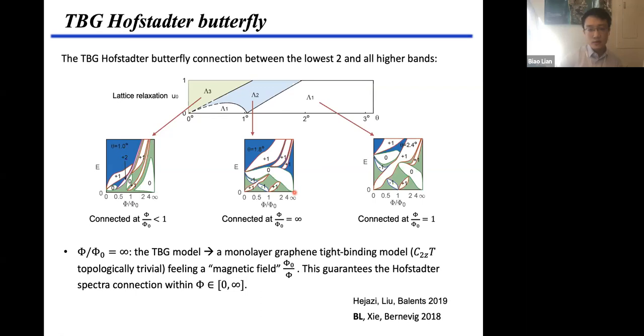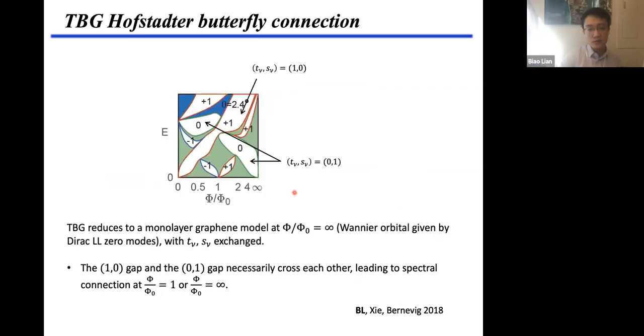The connection of the higher bands and lower bands can be proved by noting that at infinite flux, the twist bilayer graphene model actually reduces to a monolayer graphene model in momentum space. The only difference is that in that case, one should regard phi naught over phi as the effective magnetic field B. But due to time limit, I will not mention too many details about this proof.